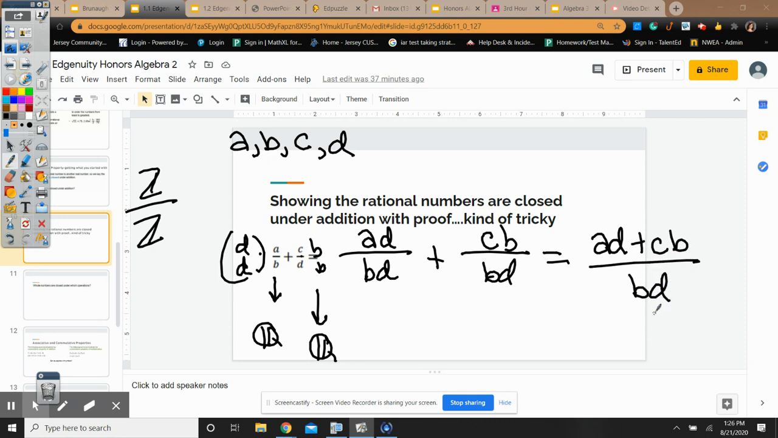Now, what does this mean? These are all integers, and they can't be 0. We said that because it would give us a problem.